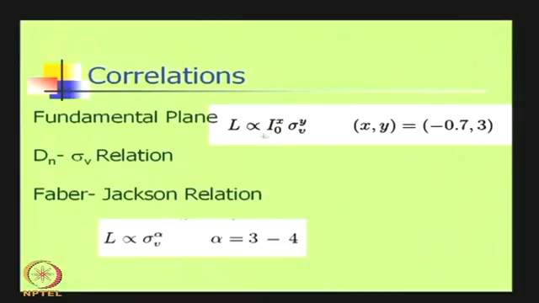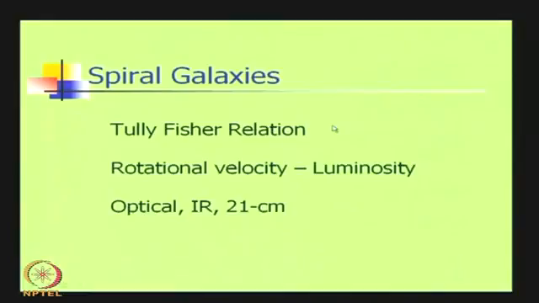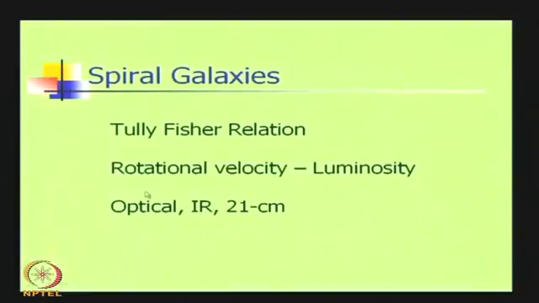between, for example, the luminosity, the central brightness, surface brightness, and the velocity dispersion for elliptical galaxies. And for spiral galaxies, we have the Tully-Fisher relation, which is a relation between the rotational velocity, which you can measure, and the luminosity, which you cannot directly measure. So, if you can measure the rotational velocity either in optical or 21 centimeter or in infrared, you can then determine the luminosity.